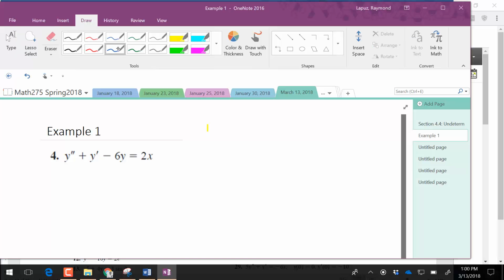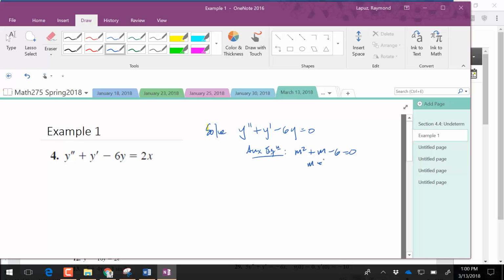We'll start off by saying solve y double prime plus y prime minus 6y is equal to 0. And then once we get that, then we'll take a look at the particular solution. So in this case, our auxiliary equation is going to be m squared plus m minus 6 is equal to 0.